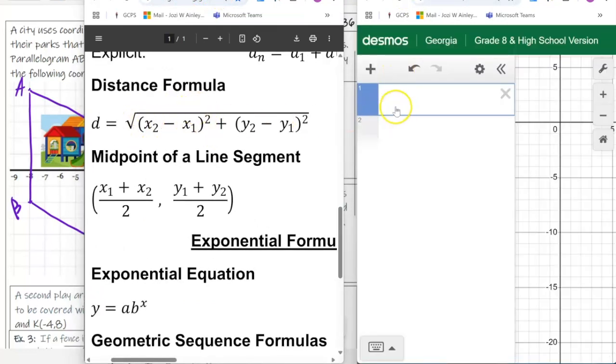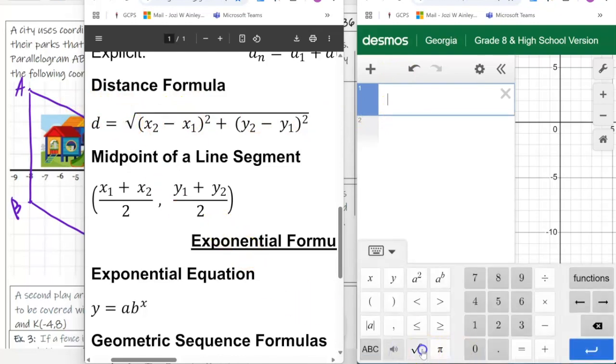So I'm going to copy this exactly as I see it. I see a square root, so that's what I'm going to start with first. Then I see a parentheses. Then I see x2 minus x1. Then I see squared. Like literally, I'm just typing the whole thing in. Then I see a plus sign. Then I see a parentheses. Then I see y2 minus y1. I'm literally typing it in.